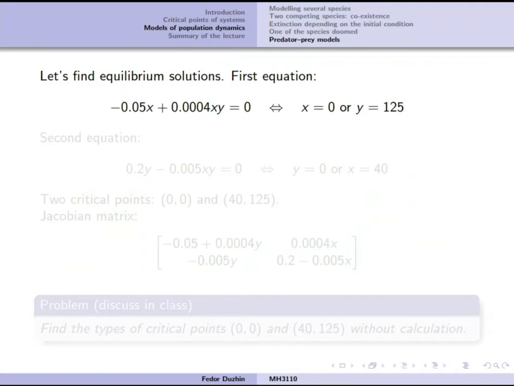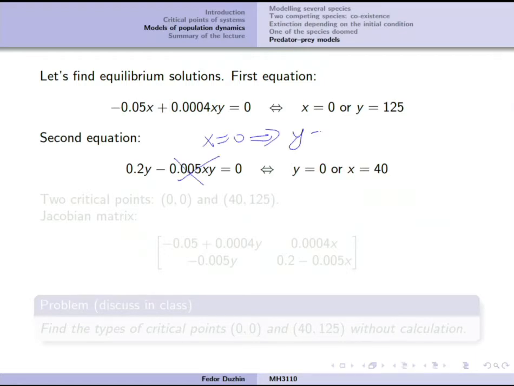So let us find the equilibrium solutions. Now, from the first equation, either x is 0 or y has to be 125. And from the second equation, again, either y is 0 or x is 40. But if in the first equation x is 0, then y has to be 0 in the second equation, which means there are two critical points, (0, 0) and (40, 125).